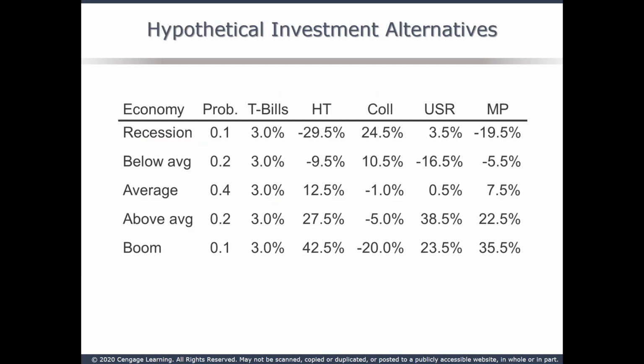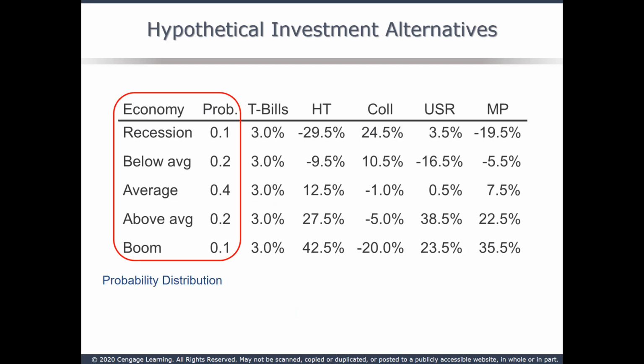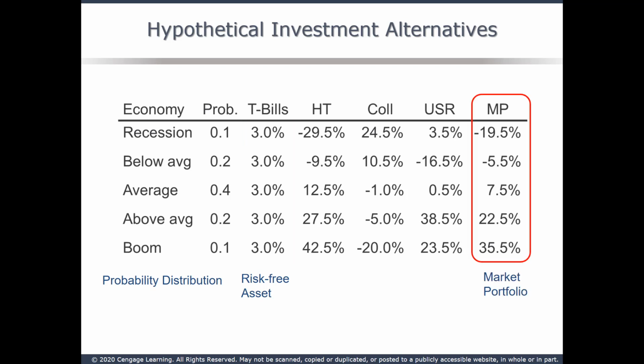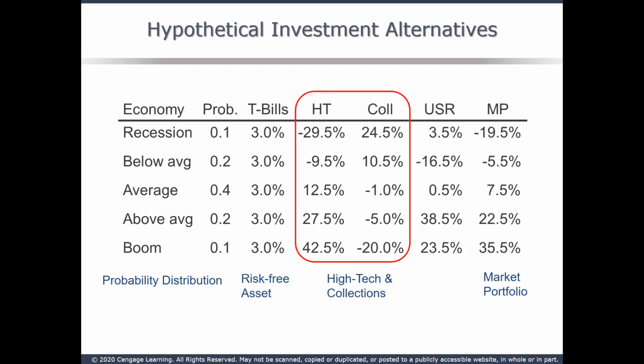Let's look at a set of hypothetical investment choices. First, the states of the economy and the probabilities of each state occurring. Next, the expected return on a treasury bill in each state. Since a T-bill is basically risk-free, the expected return is the same in every state. MP is the market portfolio. This is a theoretical construction meant to represent all traded assets. The S&P 500 is typically used as a proxy for the market portfolio. And finally, our two sample assets. HT is high tech and COLL is collections. We'll be using them in our examples in the lesson.